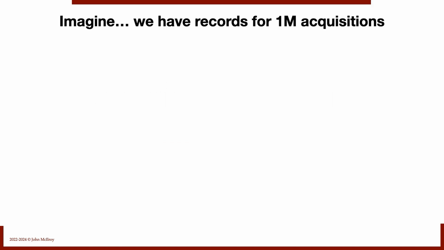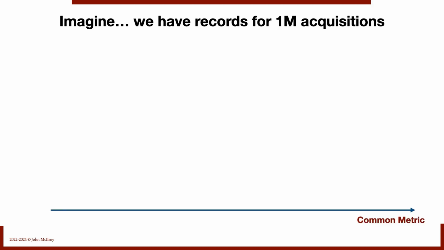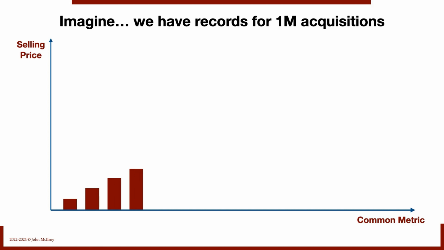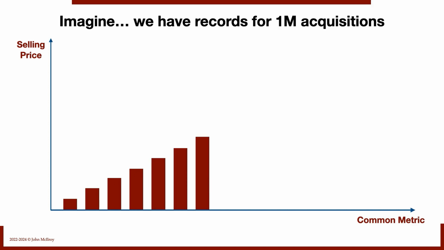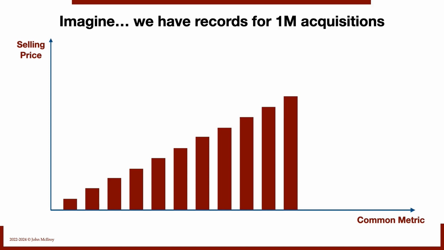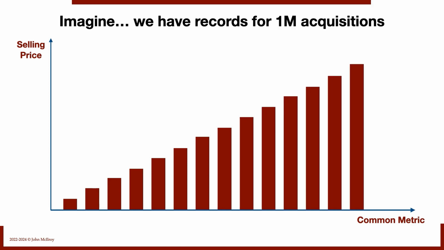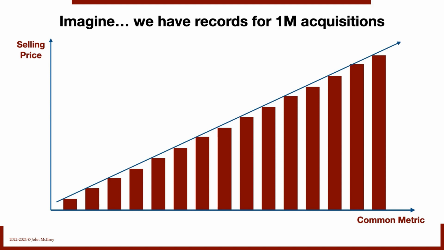Let's imagine we have records for 1 million acquisitions. We want a situation where as the common metric increases, so does the selling price. I haven't determined what the metric is here, but if it's a small number, a small selling price, as that metric increases in size, so does the selling price. And it's nice and linear. And in fact, if there was this beautiful linear progression like we're seeing here, we'd have a great metric.